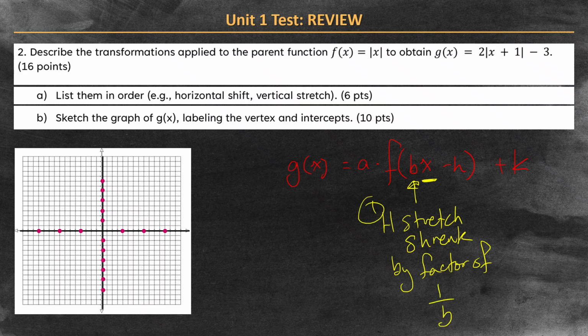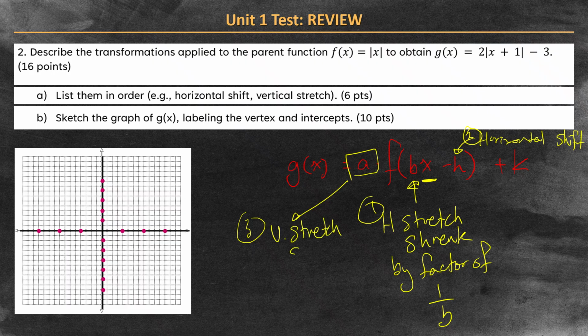And then what's after that? Next to the bx is going to be the h. Now this h is horizontal or vertical shift? Again, it's going to be the horizontal shift. So that's number 2. And then after this, you have to multiply the a. Now when we multiply a, it's going to be the vertical stretch or shrink. So number 3, vertical stretch or shrink.